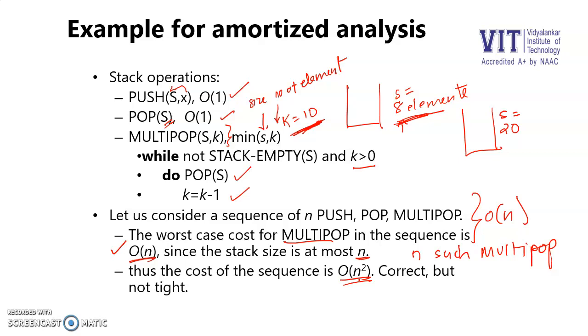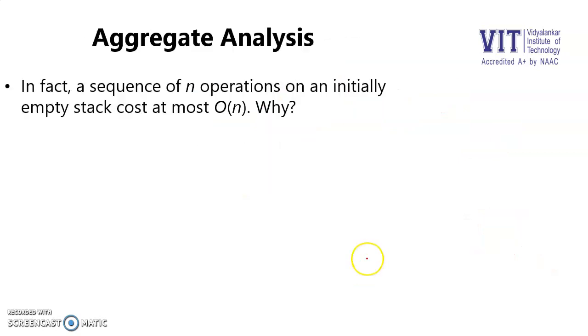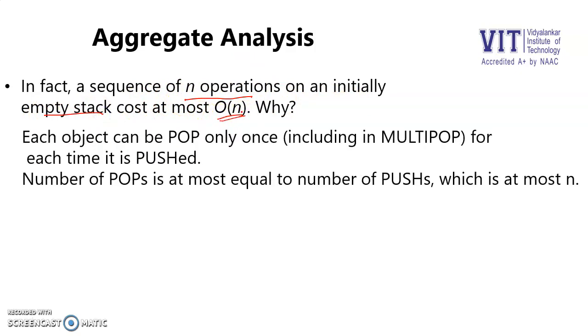Now we are going to perform amortized analysis on it. Let us see. Let's say aggregate analysis. So I'm going to perform aggregate analysis. It says a sequence of m operations on an initially empty stack will cost big O of n. See why? Now let us see the things in another dimension.